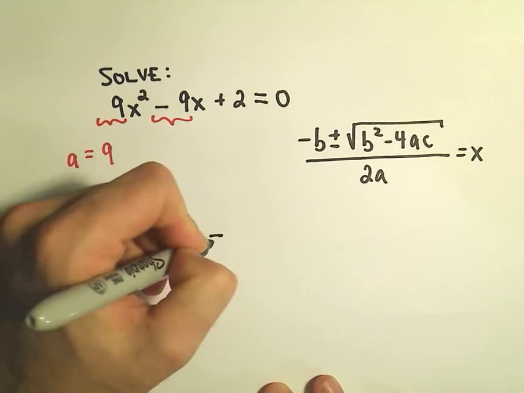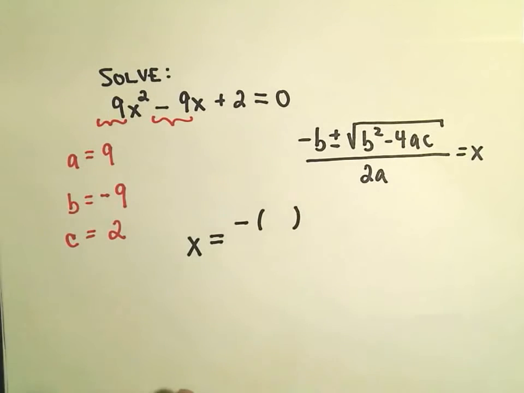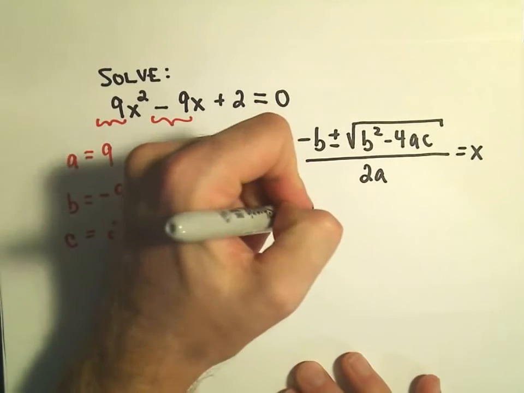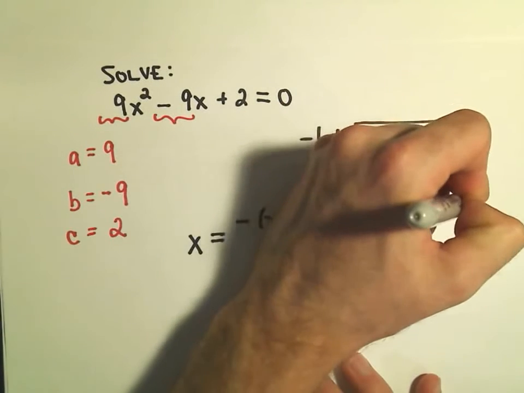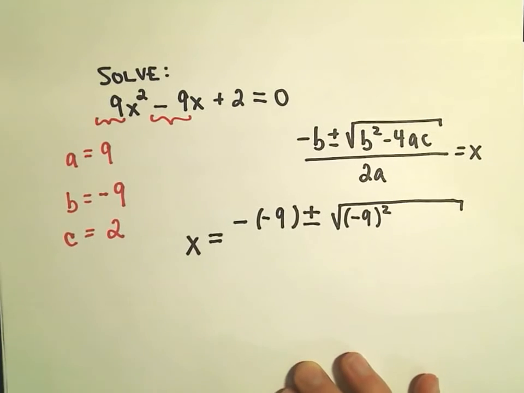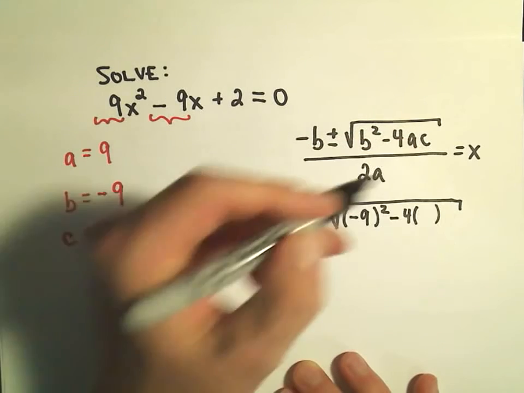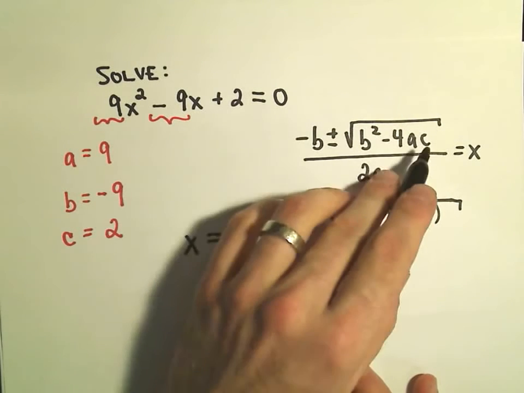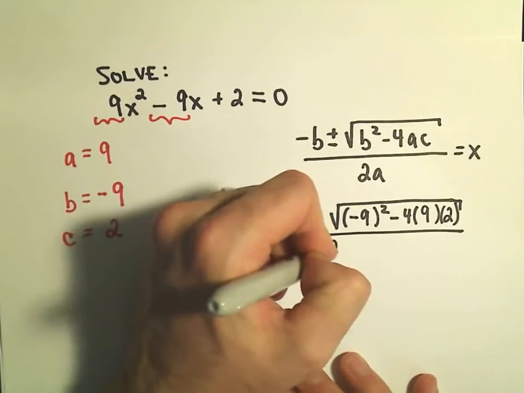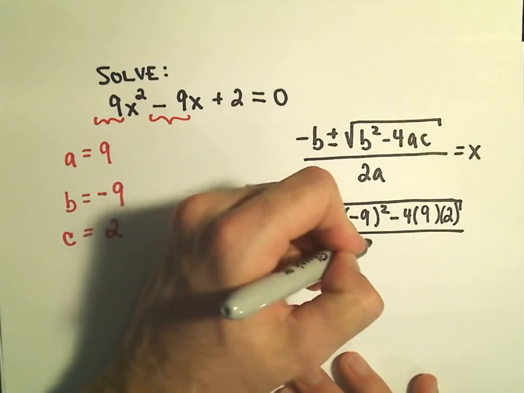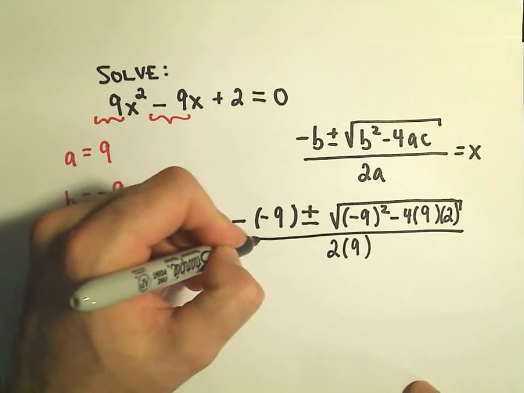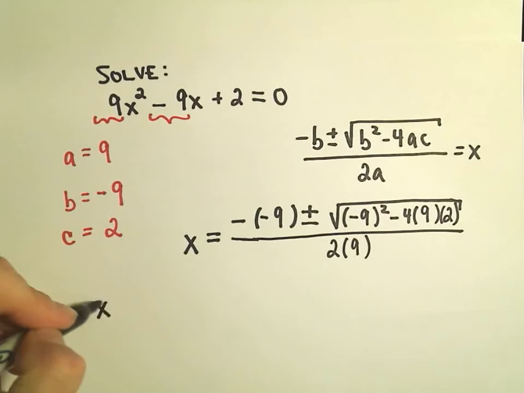So x is going to equal, we take the negative of the b value, so we have to take negative of negative 9 plus or minus the square root, and then we take b, again, which is negative 9, and we square that, and then we subtract 4 times a, which we said is positive 9, times c, which we said is positive 2, and then we divide all of that by 2 times a, and again, a is just positive 9. Okay, so getting everything in the right spot is half the battle. And then it's just doing some arithmetic.